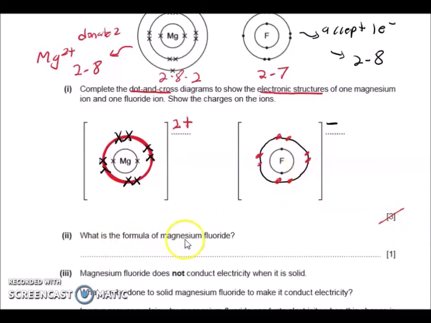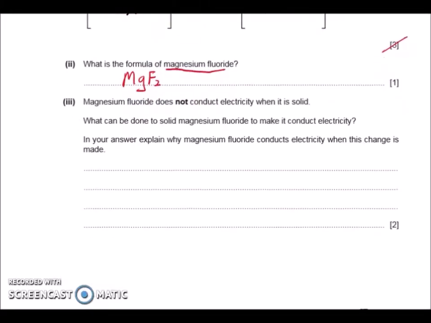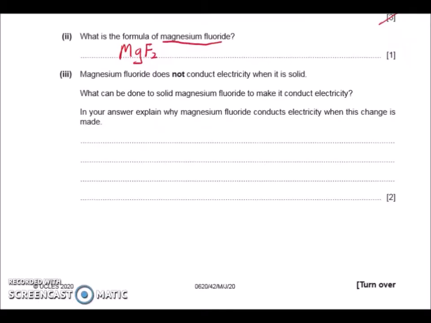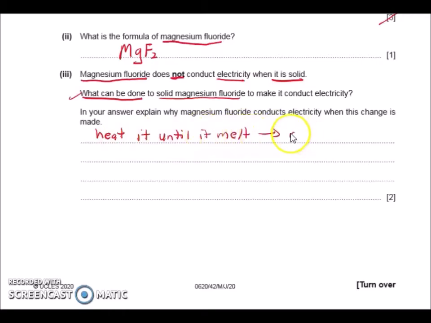3 marks. What's the formula of magnesium fluoride? MgF2. Now here comes the next part. Magnesium fluoride is ionic bonding and does not conduct electricity when it's a solid. What can be done to solid magnesium fluoride to make it conduct electricity? The answer is we heat it until it melts, so it will become a molten state.